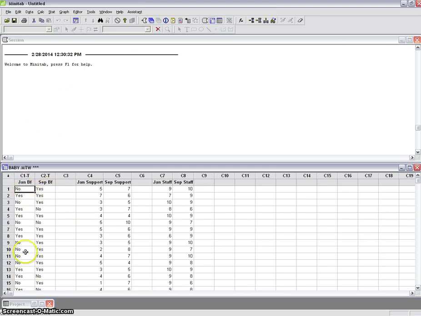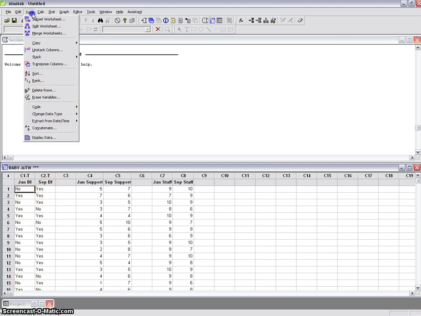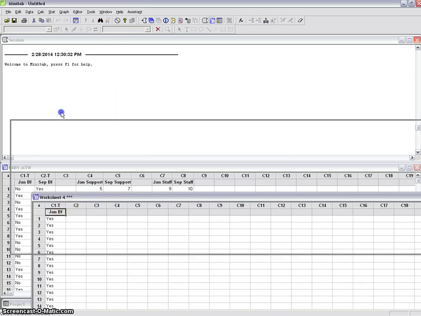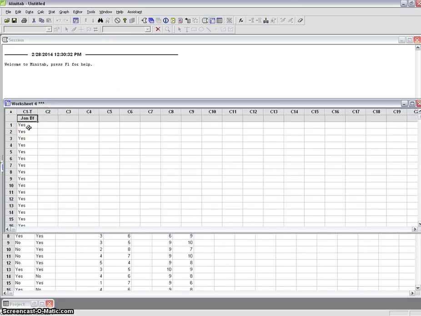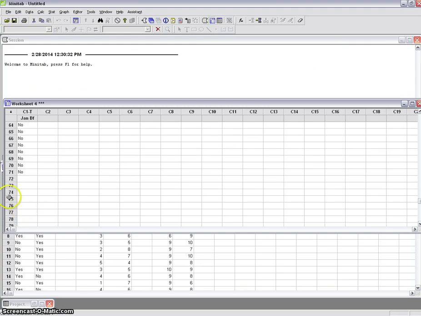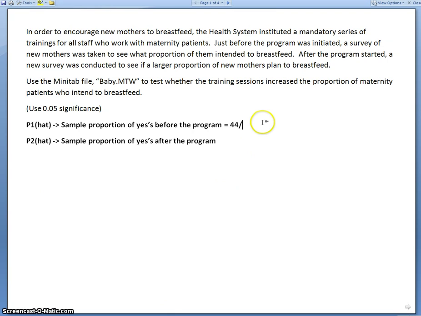Let's look at the proportion of patients who said yes. So I'm going to go into data. I'm going to sort my column, sorting January by January, and I'm going to click on descending, because if you click on descending, it will start with the yeses and then go to the nos. So if we look at worksheet 4 here, how many yeses do I have? I have 44 yeses out of a total of 71 patients. So 44 out of 71, and I got that just by looking at the yeses.